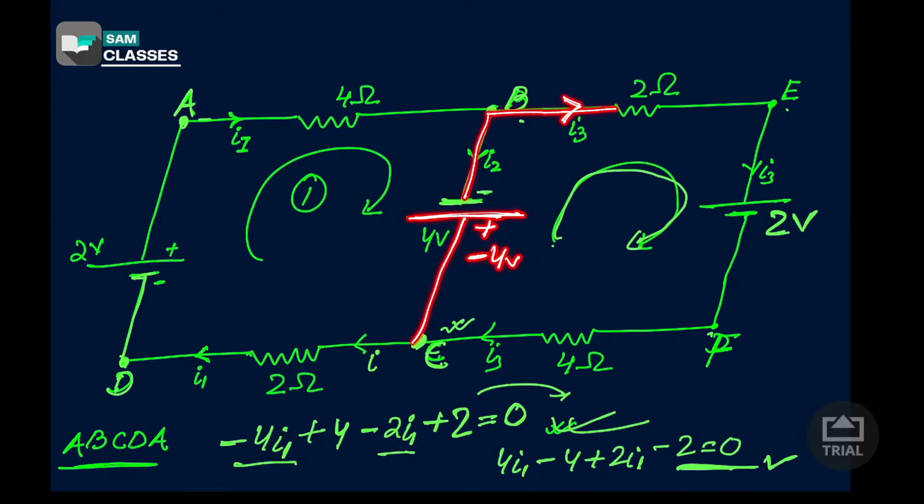Now I'm going in the direction of current I3. So same direction of current, so negative, minus 2I3. Then I'm going in the direction of the current and hitting again a positive danda. So positive danda means minus 2V. And then I'm coming in the direction of I3. So it will be minus 4I3 and that is equal to 0. Clear? Clear? Yes and no, half moon.